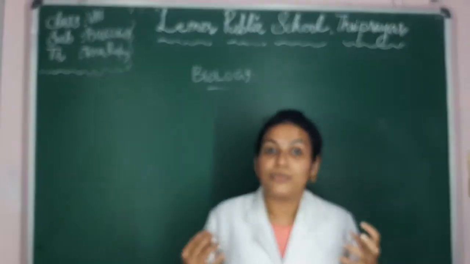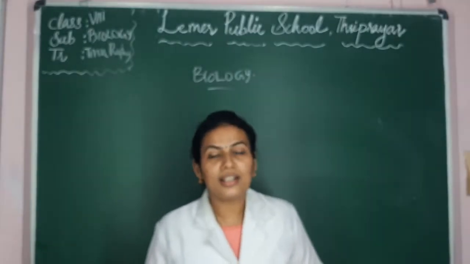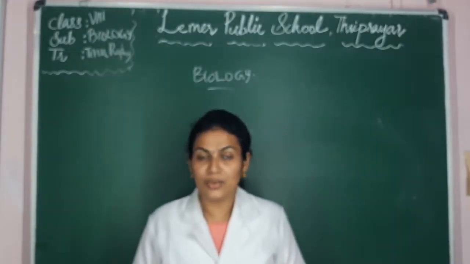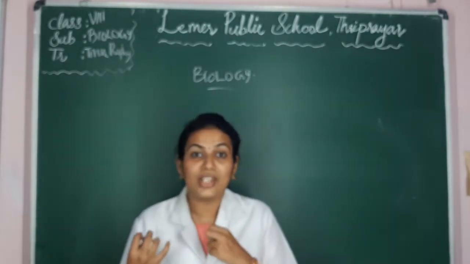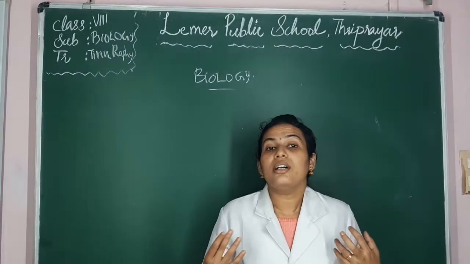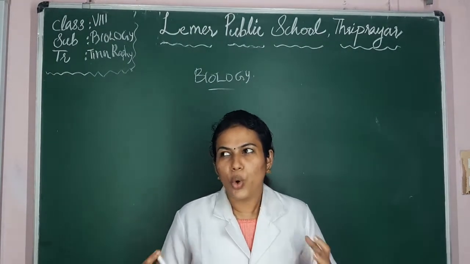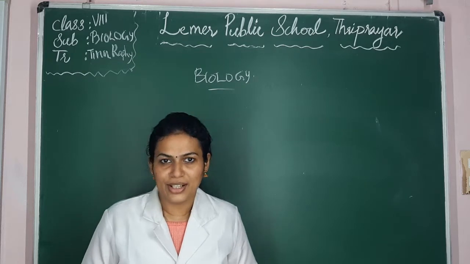Then we learned about fertilization. We learned there are two types of fertilization. Which are the two types of fertilization? Yes, internal fertilization and external fertilization. We learned the organisms which show the internal and external fertilization.